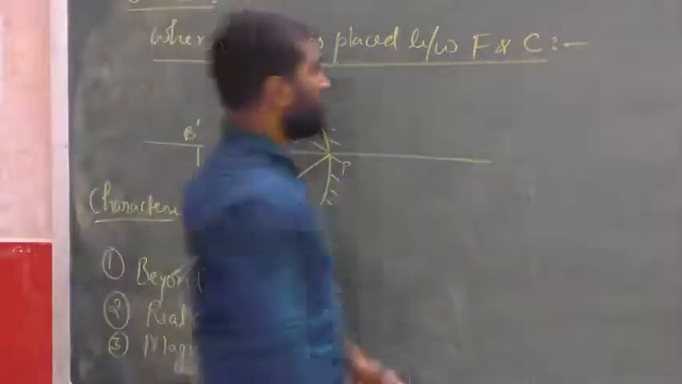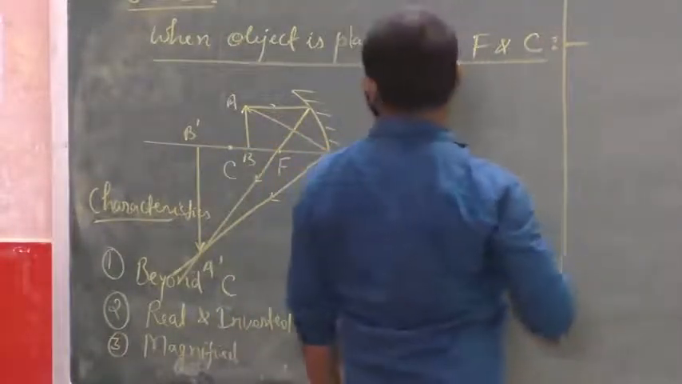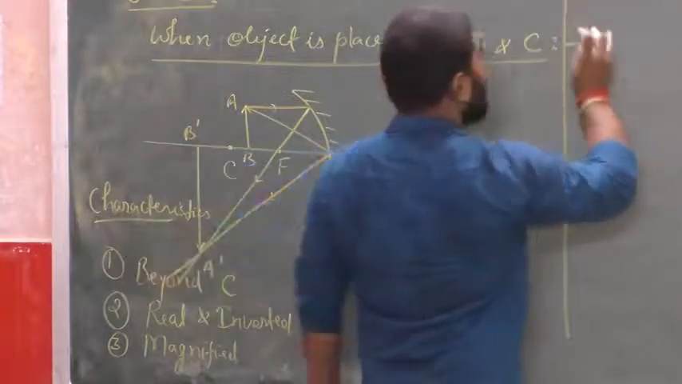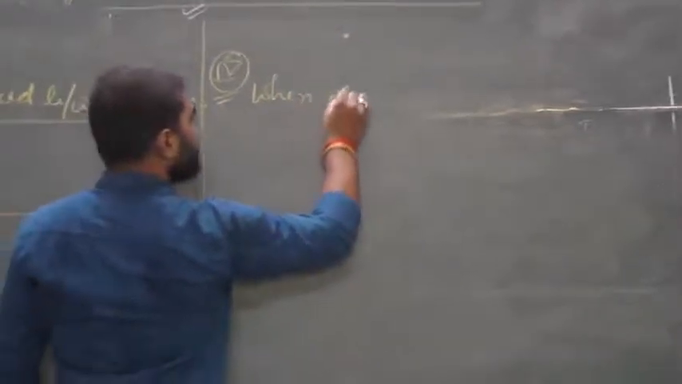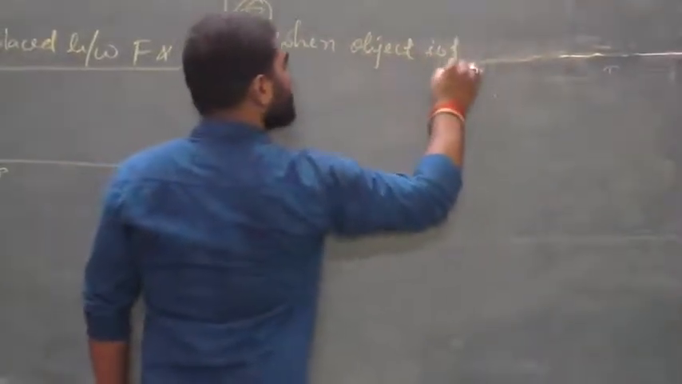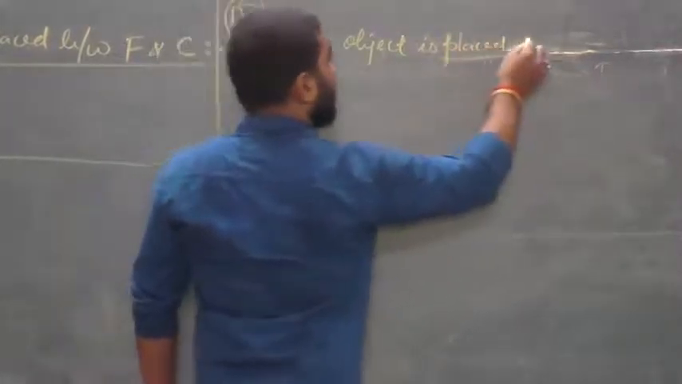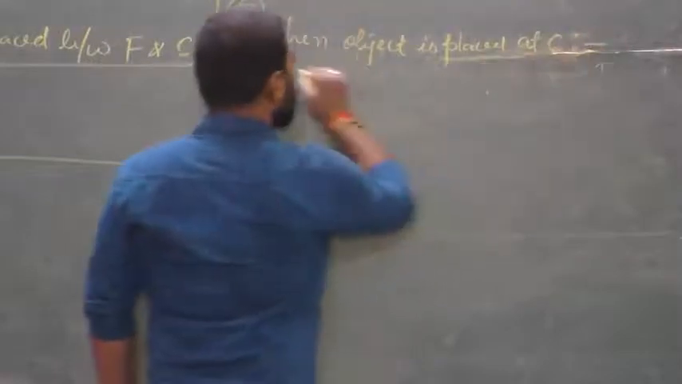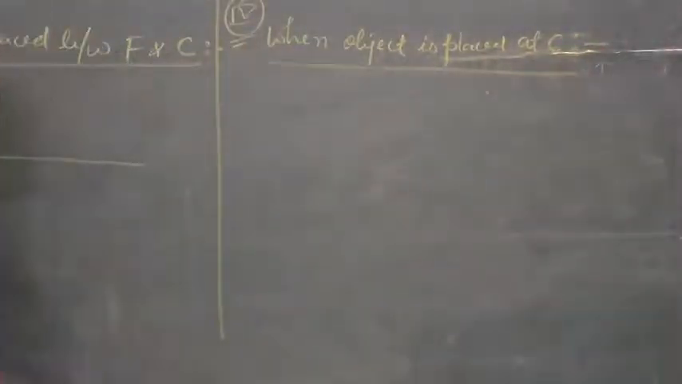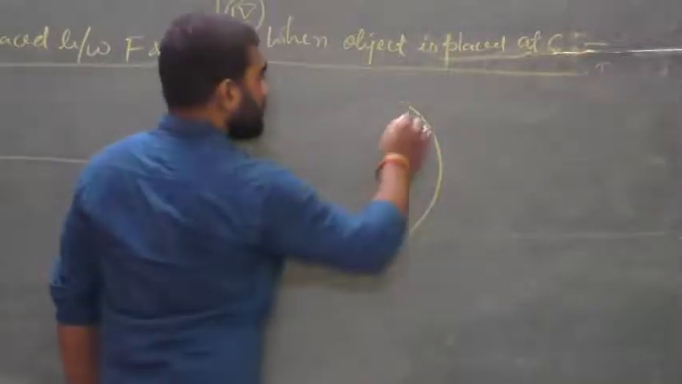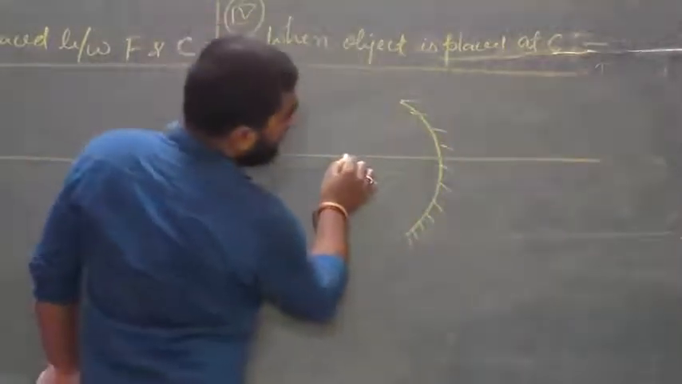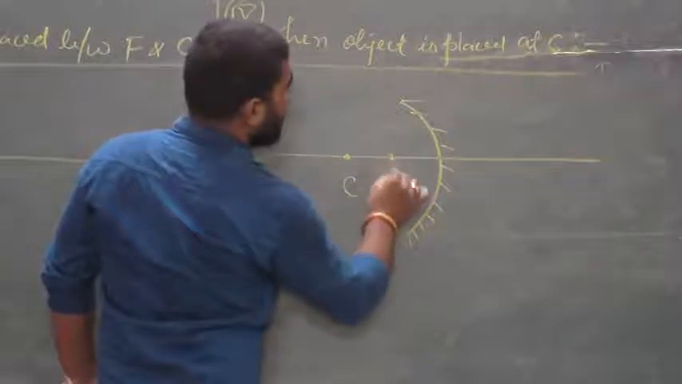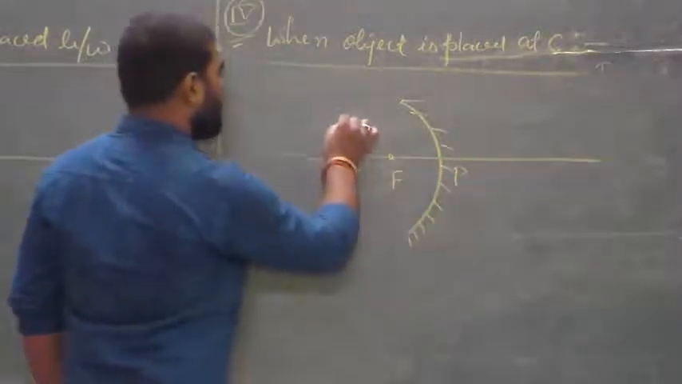Now third case. Sorry, that was the third case, and now I am going to discuss case 4, when the object is placed at C. This is our concave mirror, and let us suppose this is the center of curvature, this is the focus, and this is the pole. Let us suppose the object is placed here.